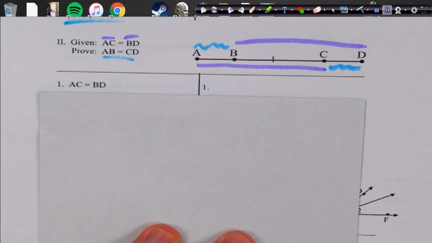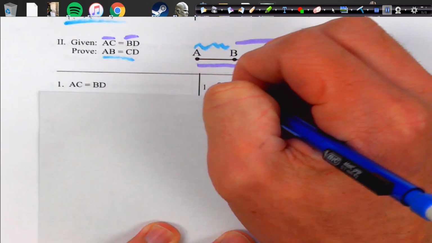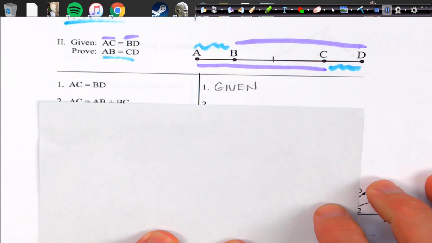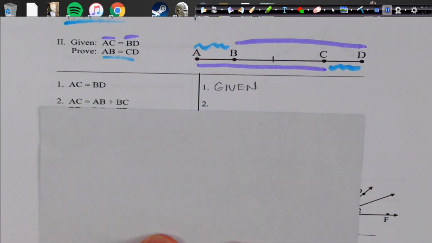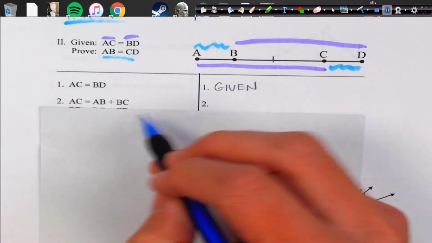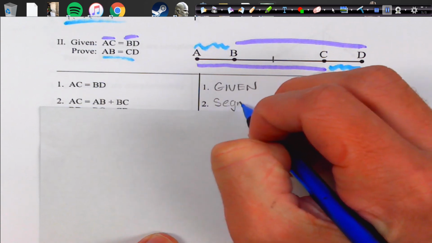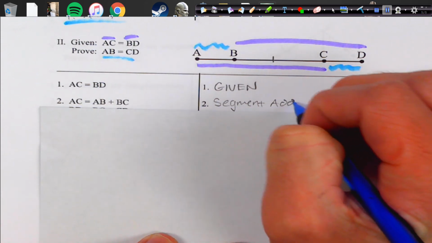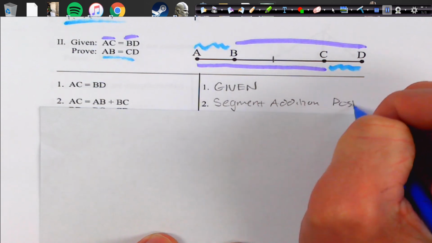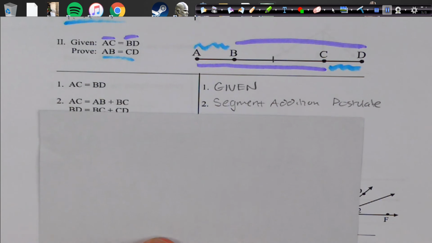Alright, AC equals BD. Now I do like to cover this up so I don't get ahead of myself. And sometimes getting ahead of yourself can get confusing. So how do I know AC equals BD? Well, everyone's favorite line, that is given. Step 2, AC is AB plus BC. So here's AB, here's BC. So the whole segment adds up to 2 smaller segments. That's called segment addition postulate. Okay, segment addition postulate. Yes.